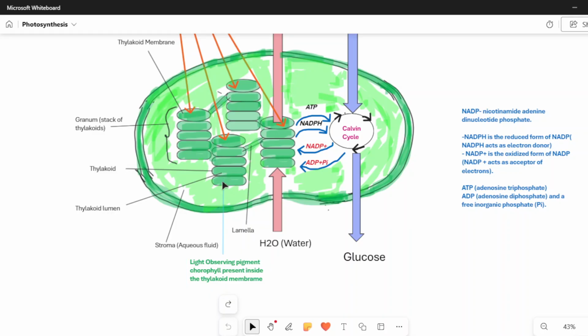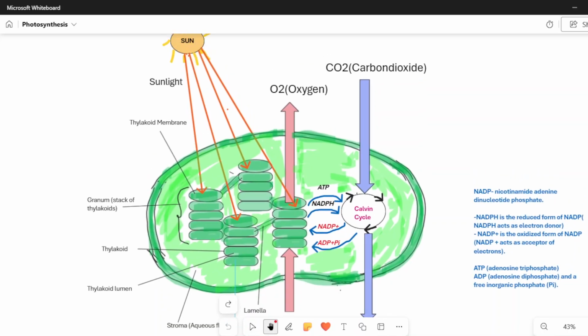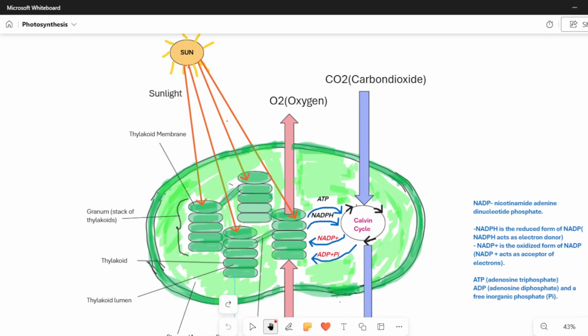So, this is where the photosynthesis process begins. This plays a very important role. Now we will see the photosynthesis process, how actually it happens, since we understood the different parts inside the chloroplast.